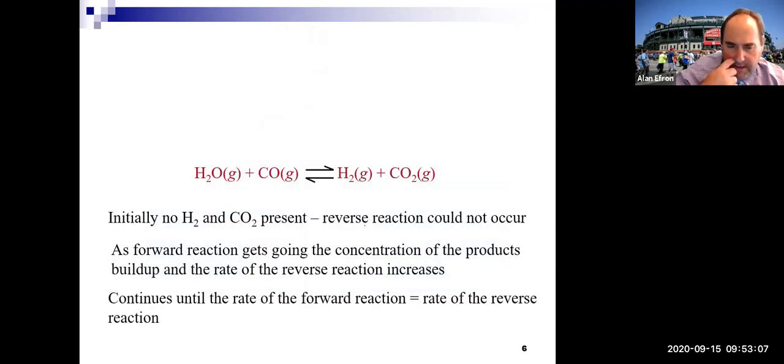So if we look at another reversible reaction here, again, initially we could assume that we don't have any products happening, no H2 or CO2 in this particular case. And we mainly have just our reactants, the H2O and the CO. And as the forward reaction starts to go, again, like we saw in the previous graph, we would expect the concentration of these to go down, while the concentrations of these will start to rise. And again, it will continue to do that until the rates are equal to each other, and they reach chemical equilibrium in that particular case.